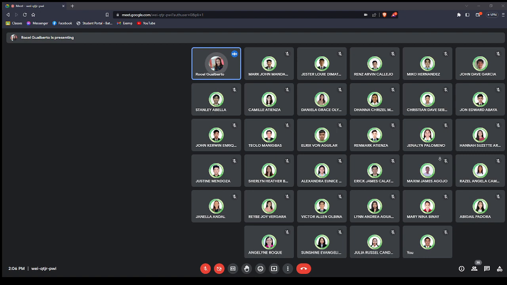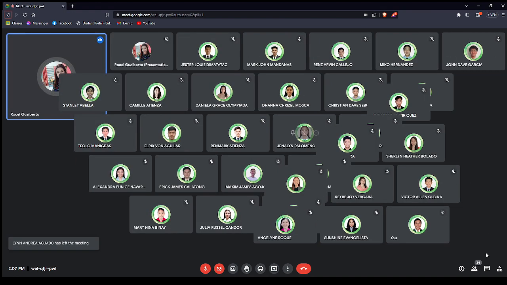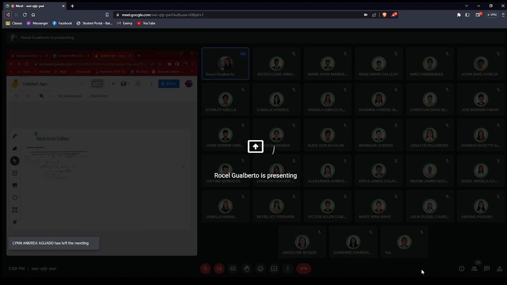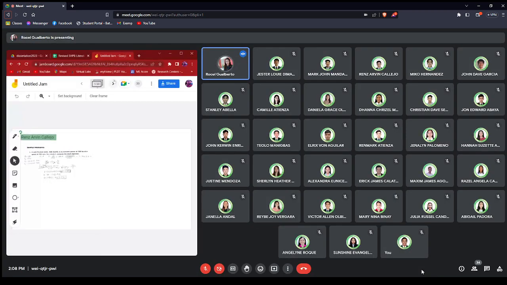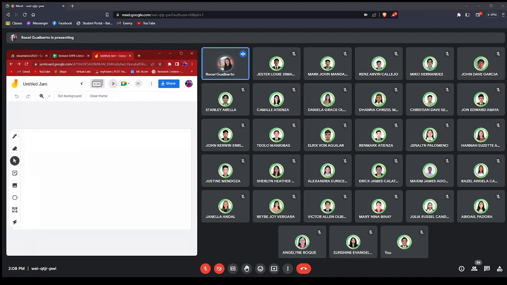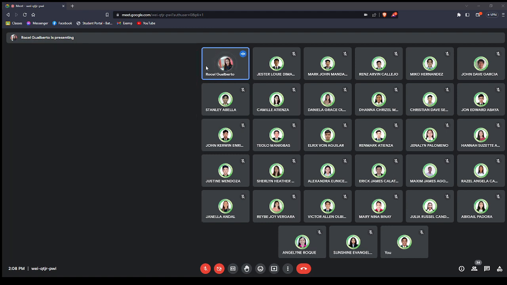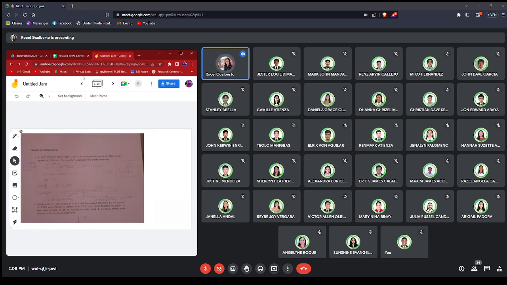So both floating and sinking situation is explained by Archimedes' principle. And according to Archimedes, he found out that the buoyant force, in a free body diagram, is directed upward, going up. So buoyant force is upward. At ito daw ay equal saan? Sa weight. So again, force ito, so ang unit ito ay Newton, pounds pa rin.